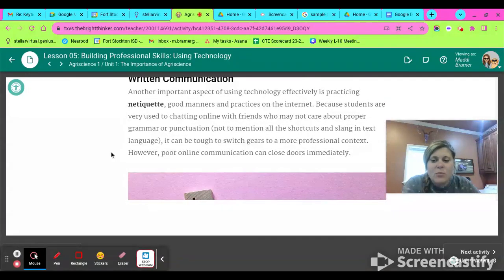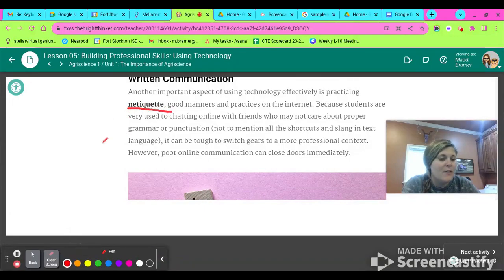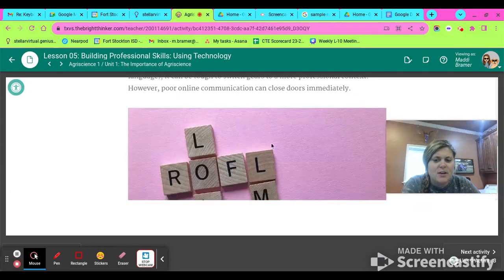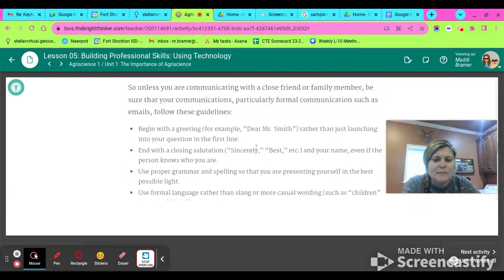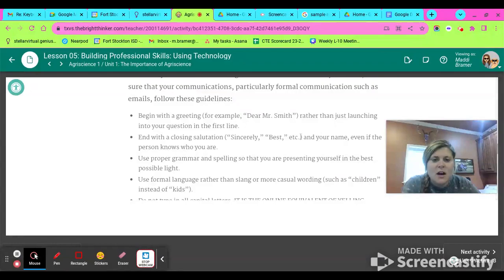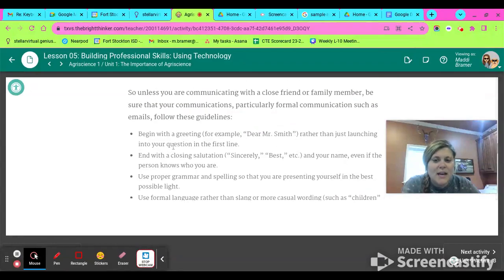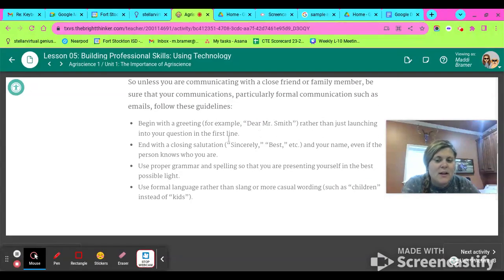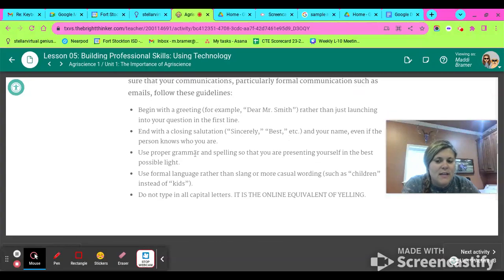Okay, here's a vocab word, netiquette. It's basically like the word etiquette, but for the internet. So that means having good manners and practices on the internet. You should have this at all times, especially in the school setting. And I know they talked about this in orientation, so that's why we're kind of going over it briefly. Unless you're communicating with a close friend or family member, you need to have good netiquette.